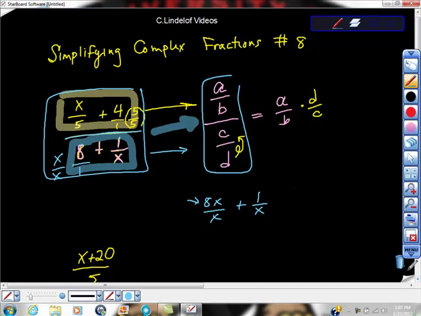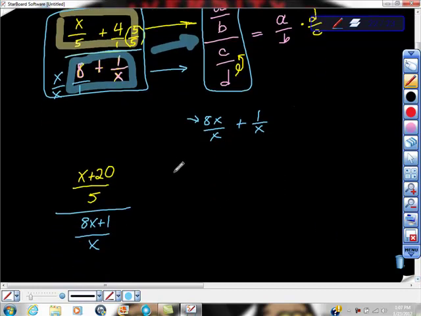So now if you look at this for a second, we really do have a over b over c over d. So now what are we going to do? What are we going to do with the numerator?